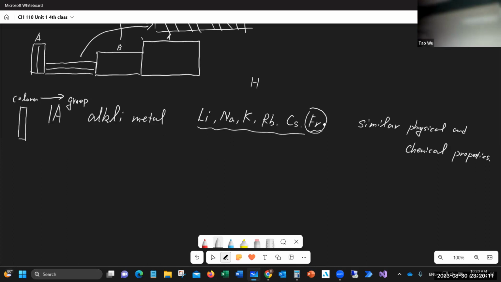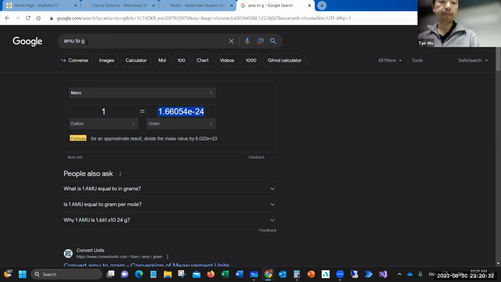Okay, yeah, and those guys are very reactive with water. Water is not that reactive with other stuff, but with the 1A group, once you toss the pure metals in there, they're going to react harshly with water. I can show you some of the videos.